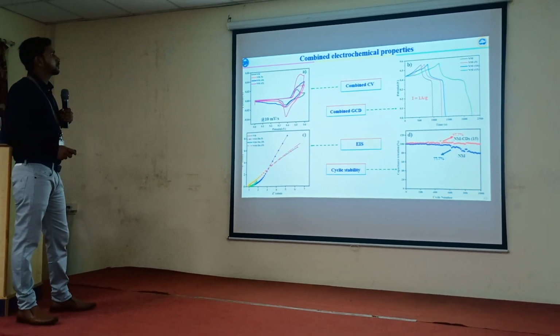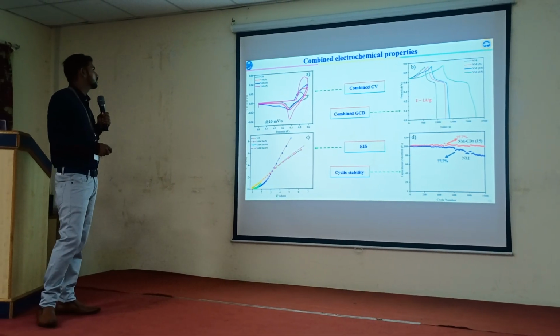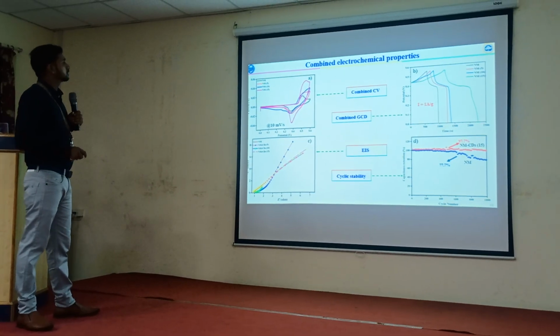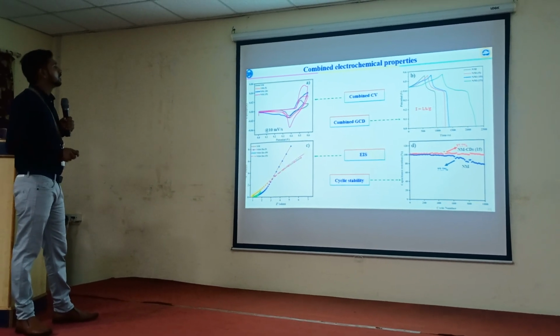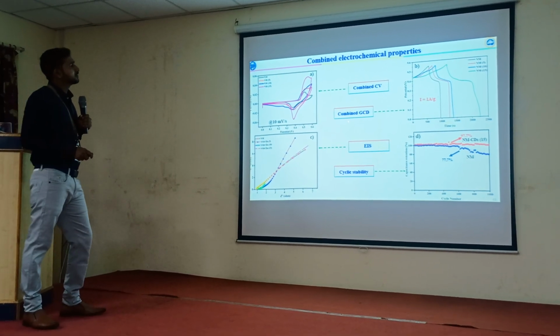And the combined electrochemical property is shown here. Figure A represents the combined CV spectra of nickel molybdate with different concentrations of carbon dots. Here we can see that nickel molybdate with 15 mg of carbonate gives a very good current response when compared to the others. And the combined GCD is shown here.